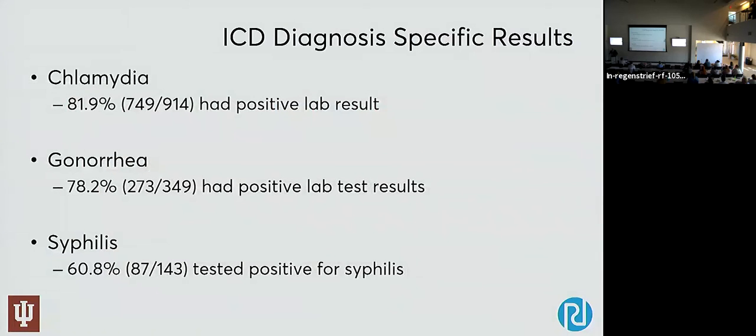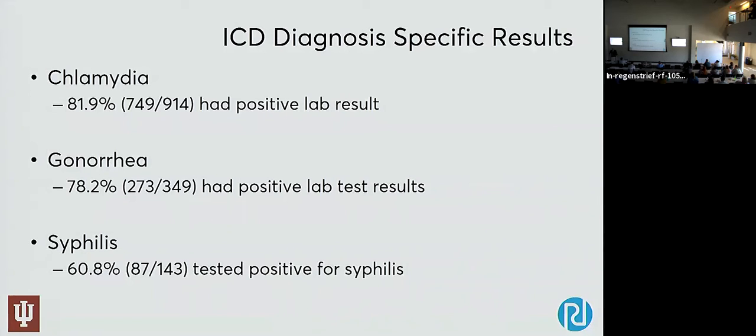If we look specifically at ICD results, about 82% of the time, if it had an ICD code for chlamydia, it had a positive lab result, equally around 80% for gonorrhea, lower for syphilis. So a lot of times people are getting ICD codes for syphilis, but there's no laboratory confirmatory testing that would tell us that they are indeed positive for the disease.